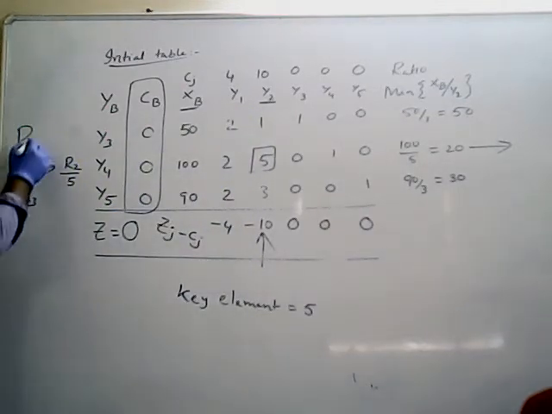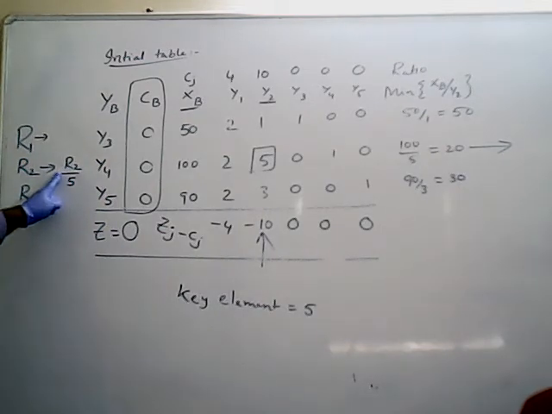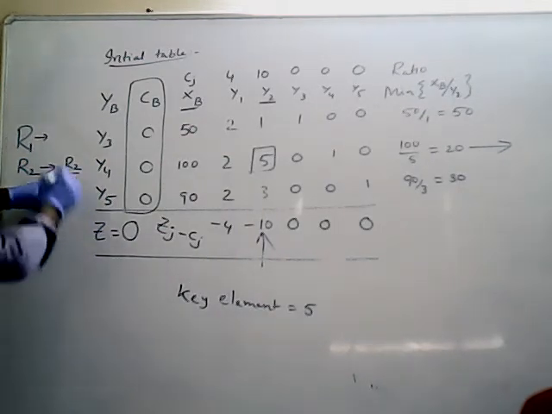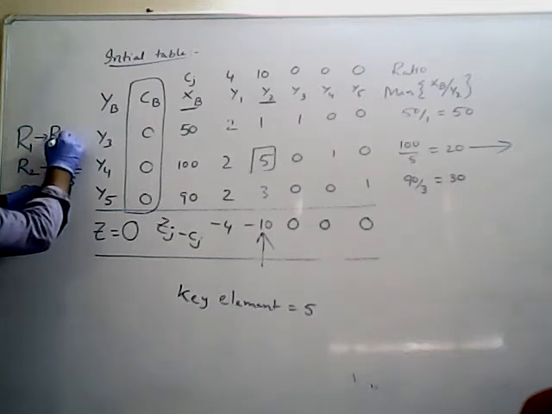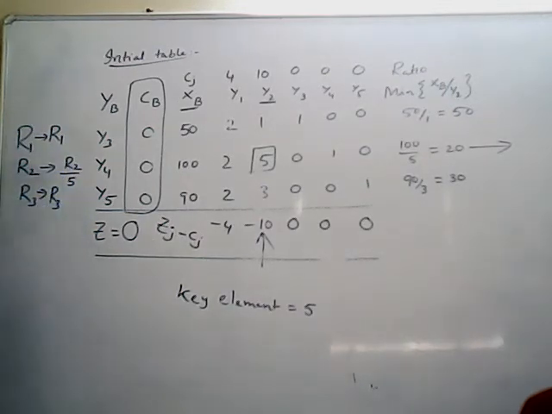So how will you write these operations? I will tell you 3 steps here. Listen carefully. Now the key element is in which row? The key element is there in the second row. So don't touch the remaining rows. Don't touch the remaining rows means R1 will be as it is, R3 will be as it is. Because the key element is there in the second row, I am not touching the R1 row, R1 will be as it is, R3 will be as it is.